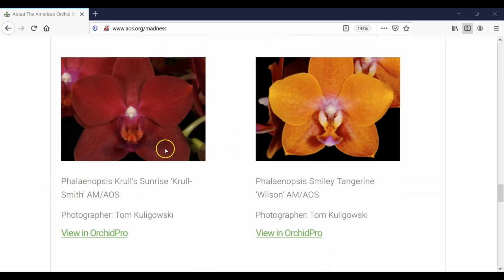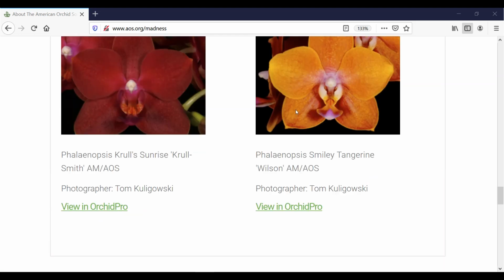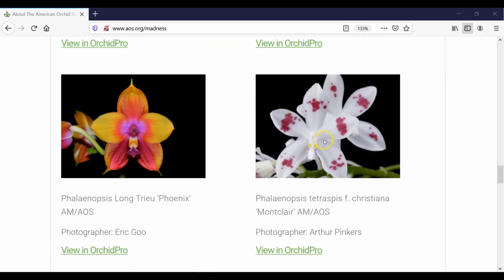Kroll Smith, I mean, it's very red. This one's very yellow, but I don't know. I think if I were to vote, it would be for this one. Not to influence anybody, of course, but this is just what I would pick.